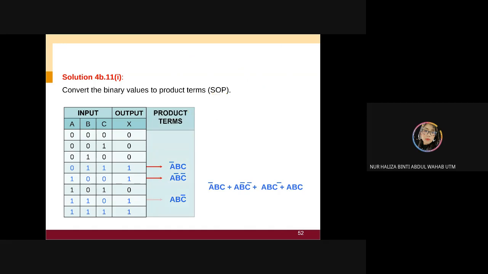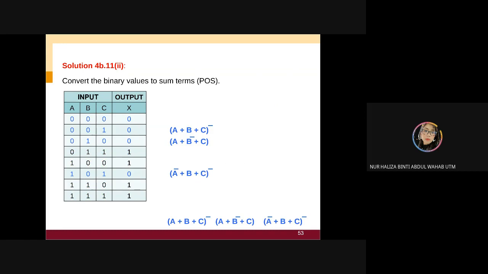get the answer directly. And if you've been asked to do the POS thing, you need to look into here and change and switch your mind for the POS condition: A equal to 0, A bar equal to 1, and your output will be 0. Of course, you're going to look into the 0 rows. So the similar table. So here is 0, 0, 0. You need to come out with the value of 0, 0, 0. Sorry, wait.